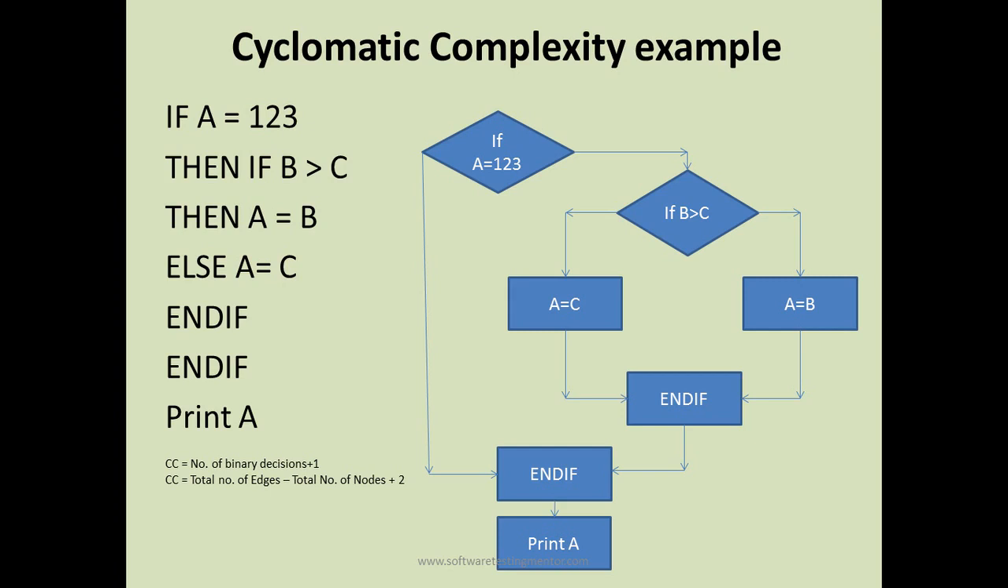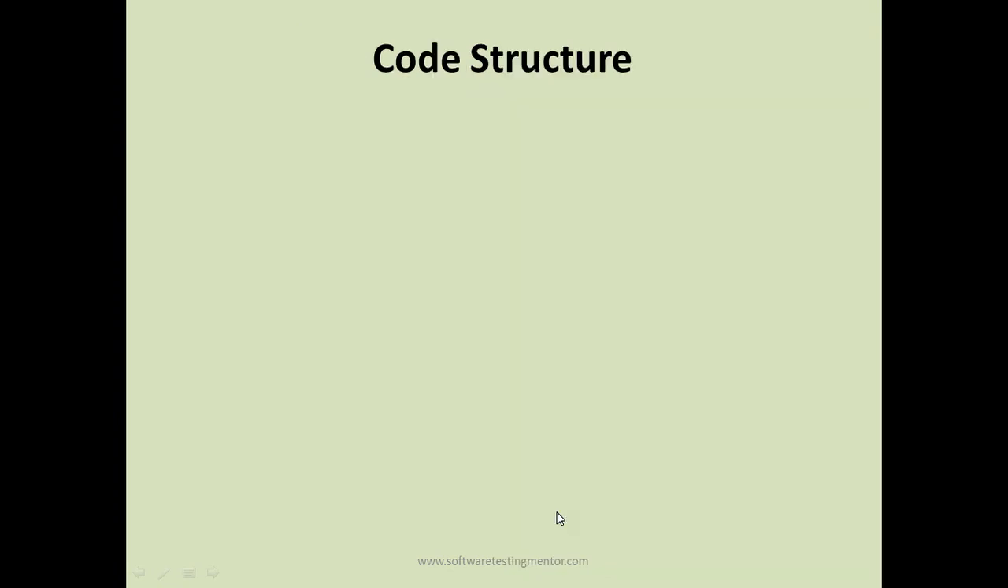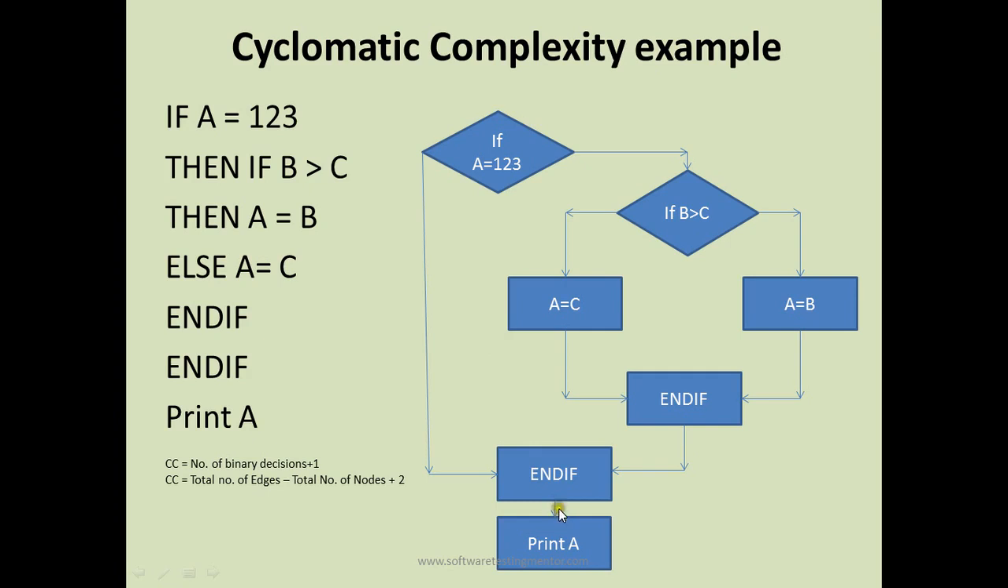With the more standard way to calculate, you need to find total number of edges minus total number of nodes plus 2. So you need to follow this flowchart. How many edges are there? These are the edges. This is one edge, this arrow that connects this if box to the end if. One edge, second edge is here, third edge, fourth, fifth, sixth, seventh, and eighth edge.